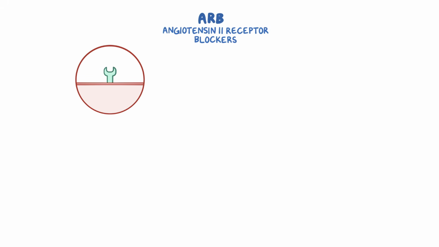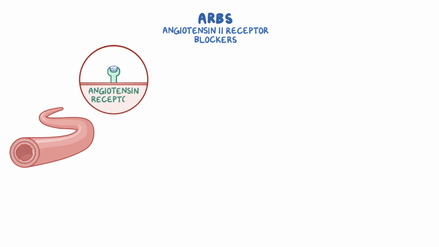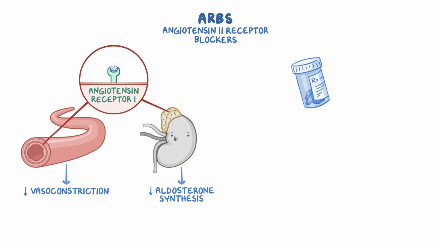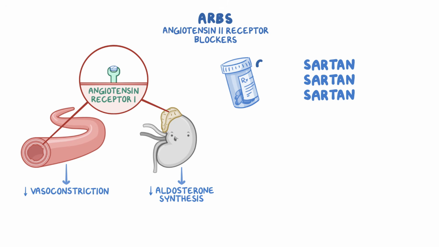Finally, we have angiotensin II receptor blockers, or ARBs. They bind to angiotensin receptor 1 on vascular smooth muscles and the adrenal glands, which prevents angiotensin II from binding. This results in decreased vasoconstriction and decreased aldosterone synthesis, respectively. ARBs end in sartan, like candesartan, valsartan, and losartan.